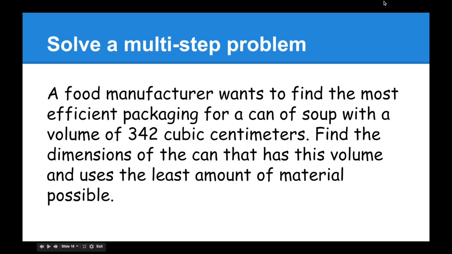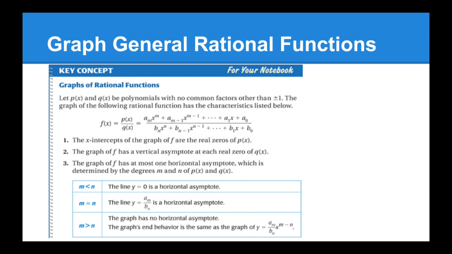David? Y equals 0 is the horizontal asymptote. Let's check it. It's AM divided by BN.